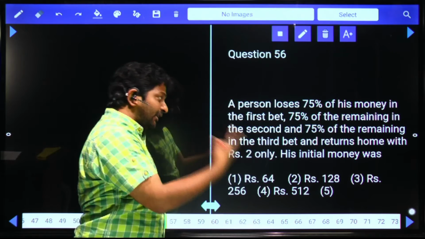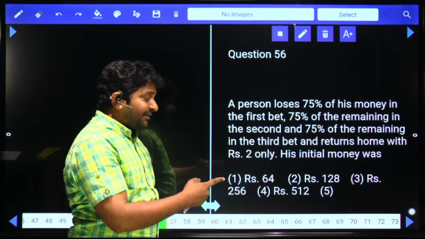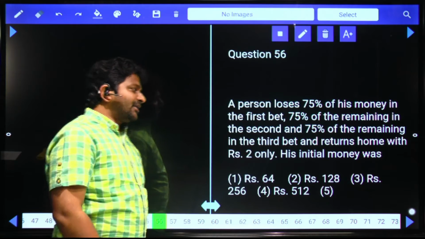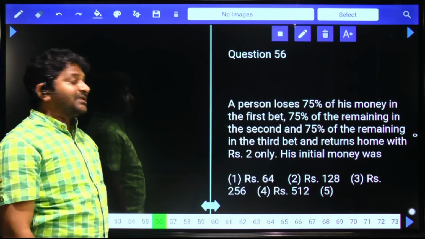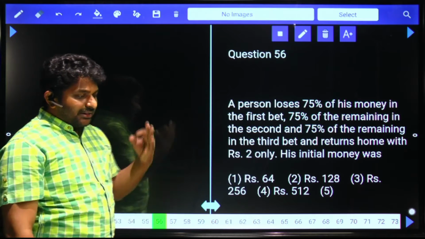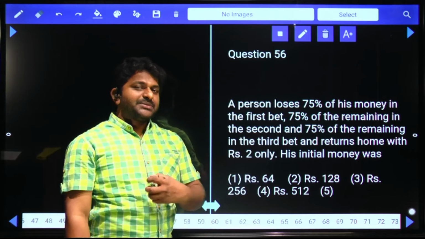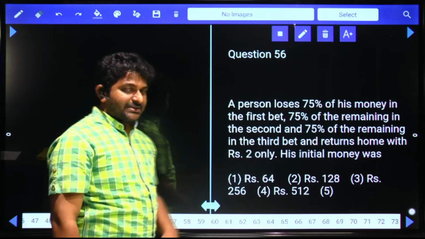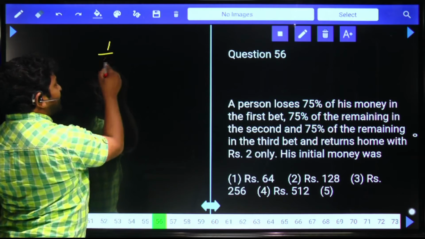75% of the remaining in the second, 75% of the remaining in the third bet, and returns home with 2 rupees only. His initial money? So here he made 3 bets. First time he lost 75%. That means the remaining is 25%. 25% is one fourth, right?